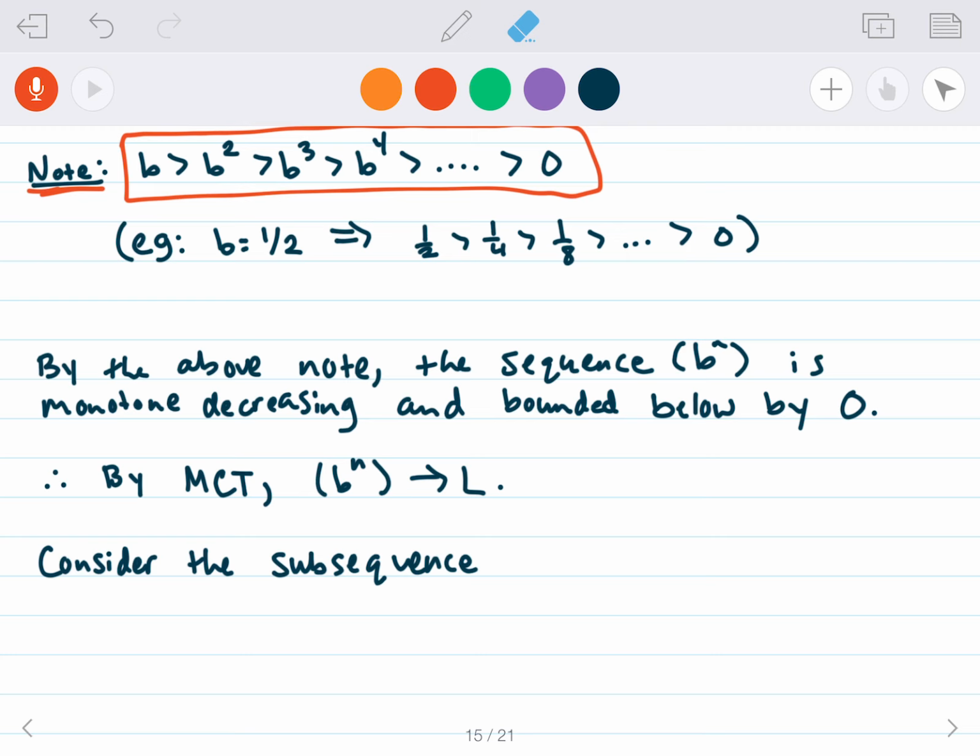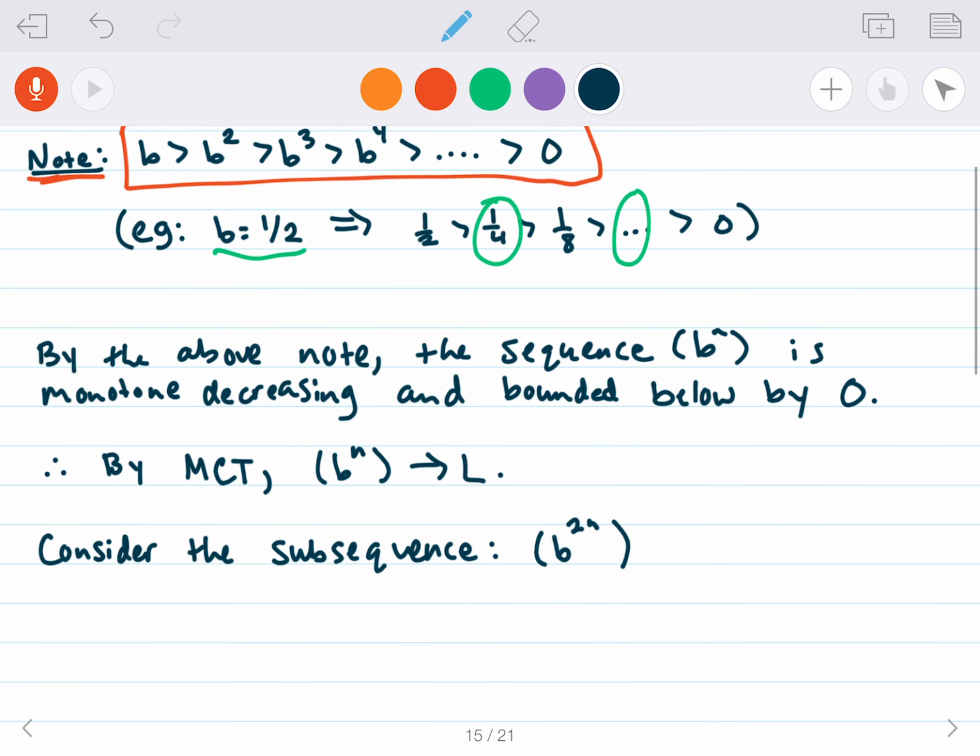Okay, pen is charged. Let's continue on. We're going to consider the following subsequence of the sequence b to the n. So the subsequence is going to be b to the 2n. And so, if we fix b equals 1/2, then the first term in our subsequence would be b squared, which is going to be 1/4. The second one is going to be the fourth term, which would be 1/16, and so forth.